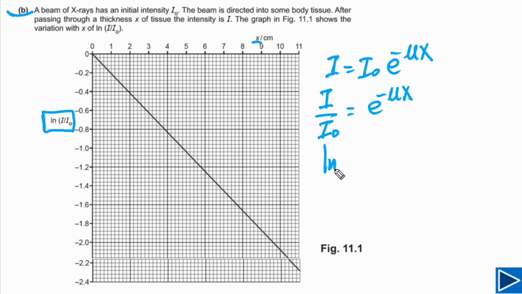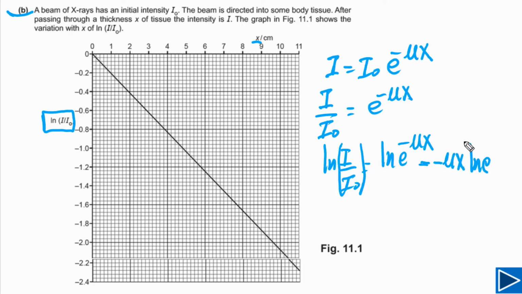If we take ln on both sides, we can say ln of I over I naught is equal to ln of e to the power of negative mu x. And this one we can write as negative mu x times ln e. And ln e is equal to 1.